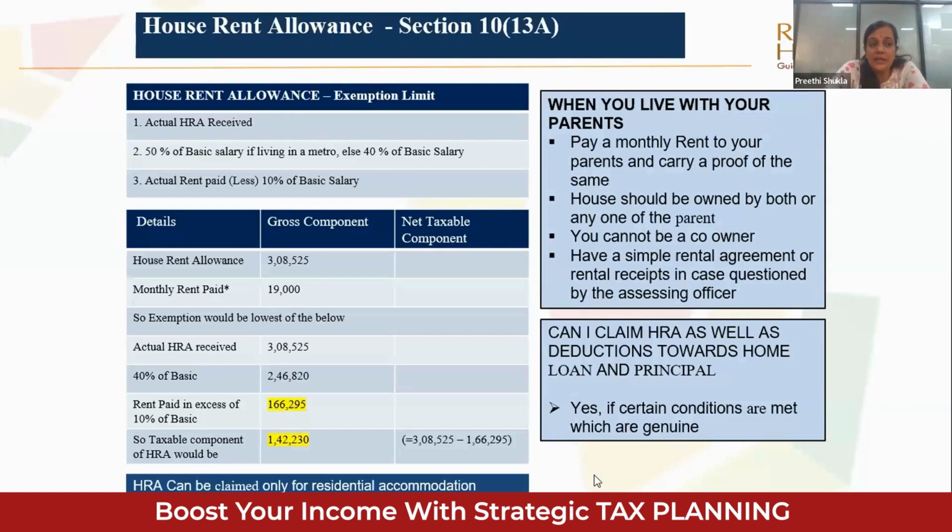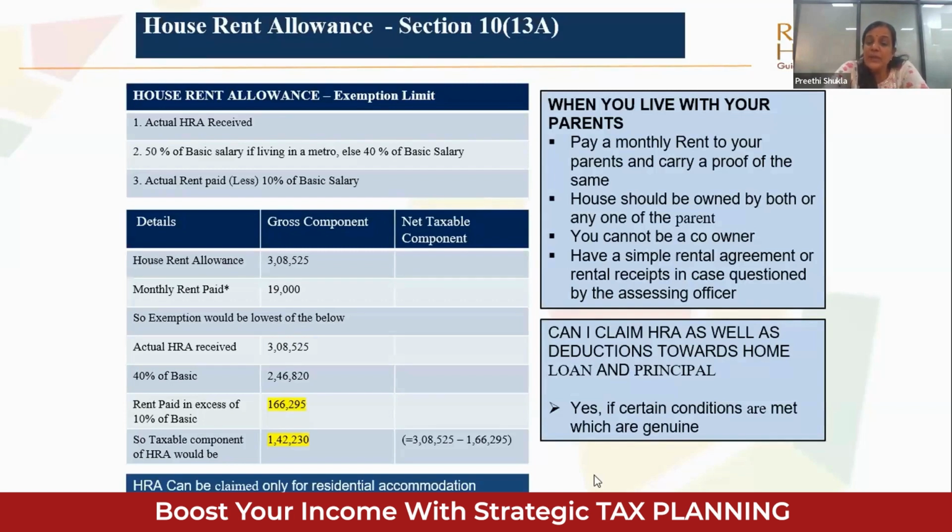There are two, three doubts that people typically ask us when we conduct webinars on taxation, especially with HRA. One, if I'm also paying rent for my parents, can I claim? No, you cannot. You can claim only where you have residential accommodation. That is, if you're living in that house and you're paying rent, then you can claim HRA.